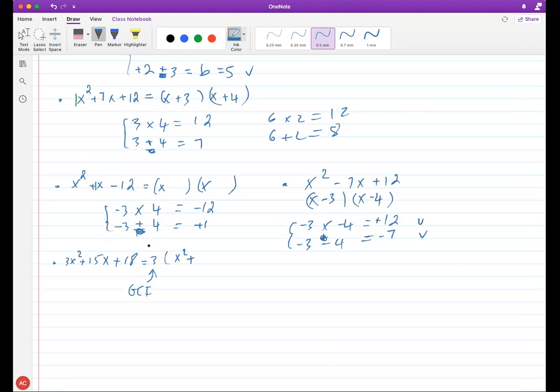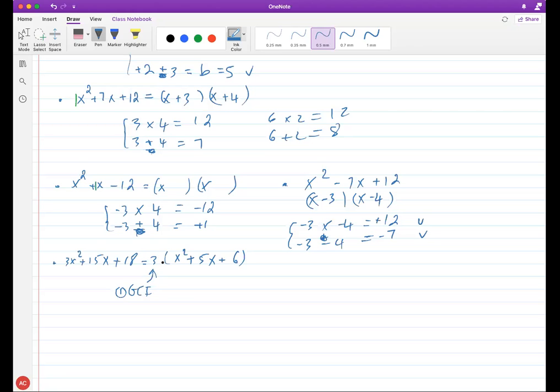15x divided by 3 would be 5x, and 18 divided by 3 is 6. This is what we talked about last time. We did this in detail, how to find the GCF, divide, and everything. Good, so that's the first step. Always look for a GCF first.